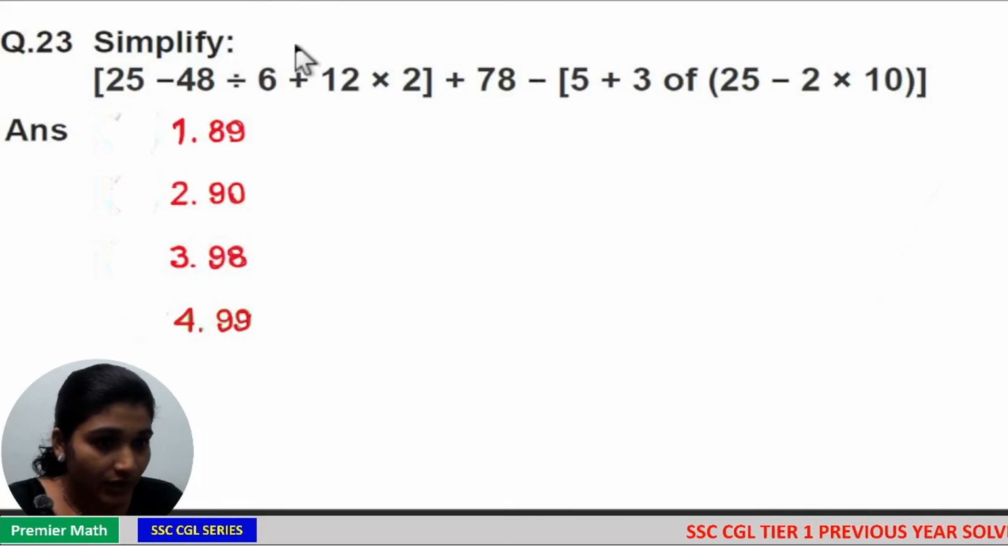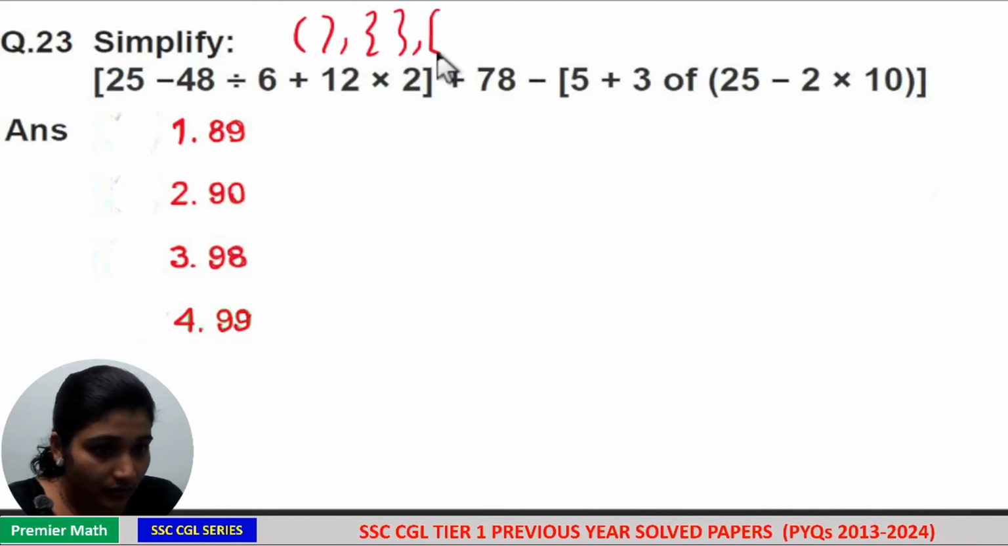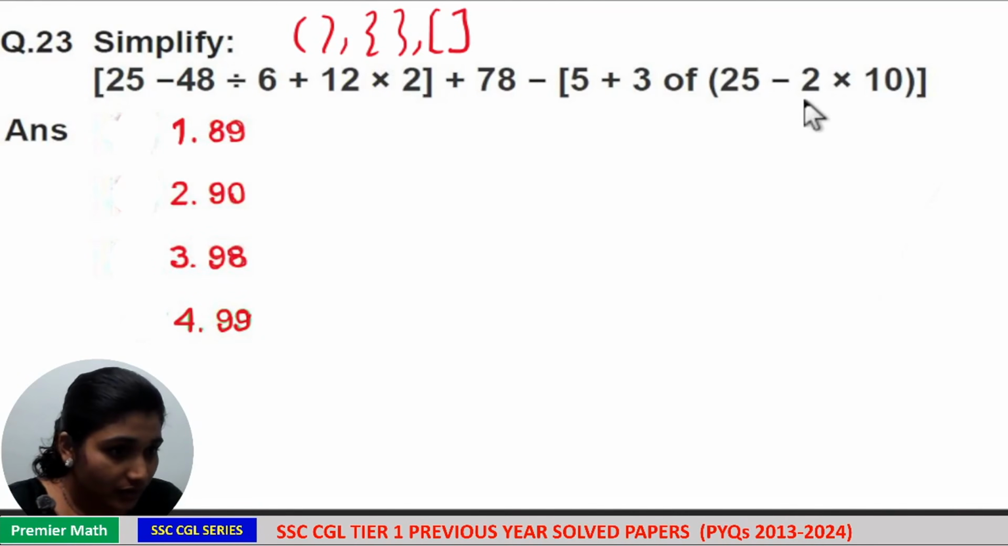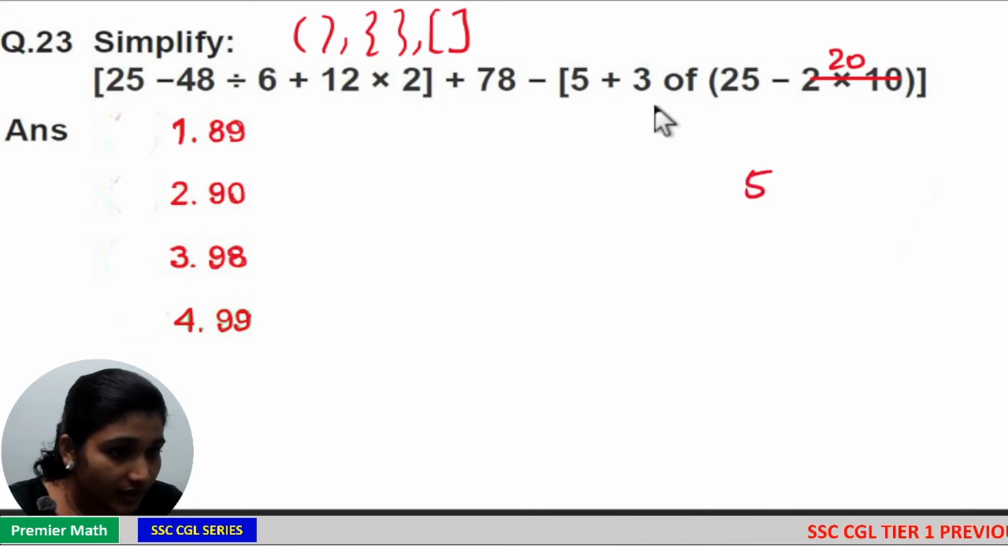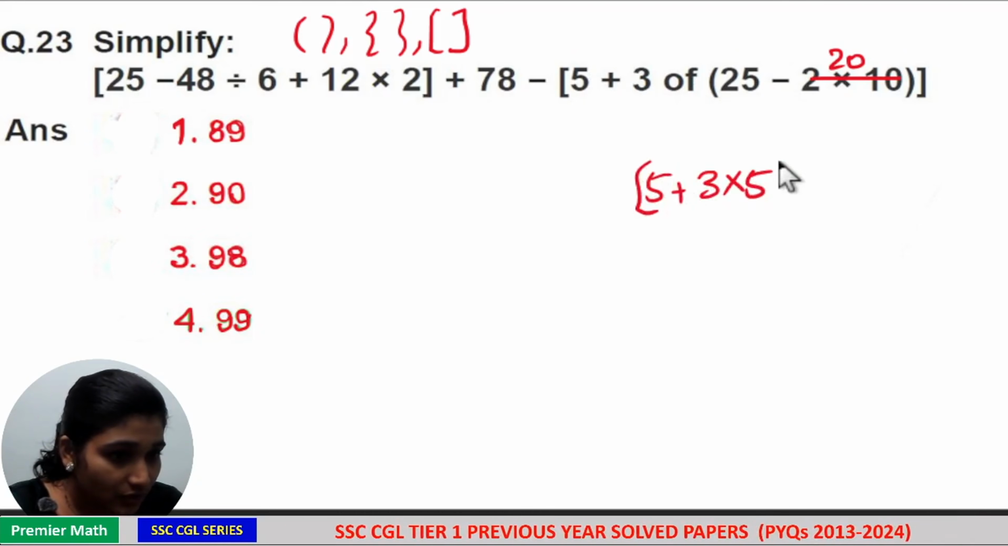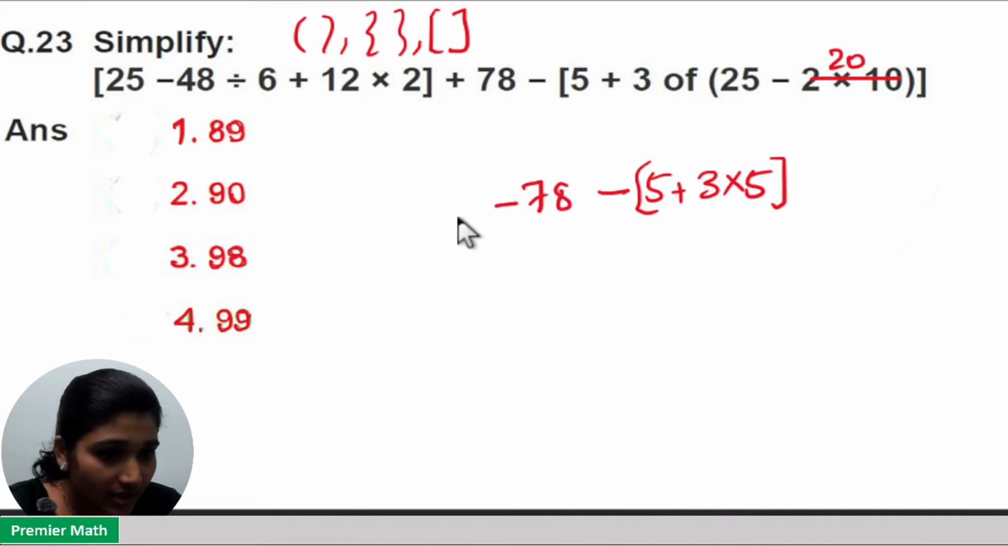Simplify the following. Here the bracket order and BODMAS rule is this one. First solve this bracket. Here 2 into 10 is 20, 25 minus 20 is equal to 5. And here 3 of 5 means 3 into 5. And here we have plus 5. So close the bracket. Now here we have plus 78 and solve this bracket.